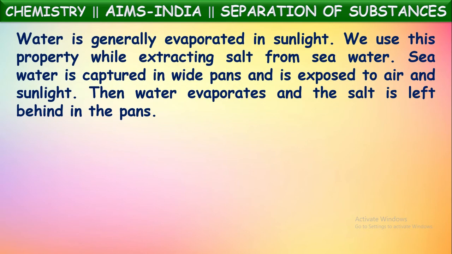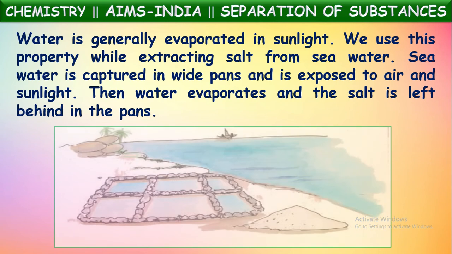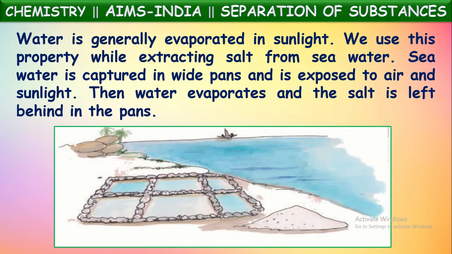So water is generally evaporated in sunlight. We use this property while extracting salt from seawater. Seawater is captured in wide pans which are called meadows and is exposed to air and sunlight. Then what happens? Even though we are not heating there, because of sunlight, water slowly will be evaporated from these meadows, and the salt will be left behind in the pans.